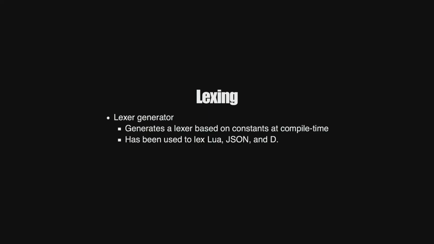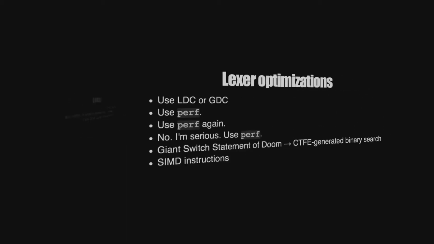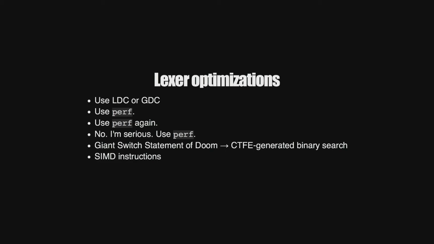So, lexing. I have a lexer generator. I guess everybody has a lexer generator, but this is the one that I wrote. I've used it for lexing JSON, Lua, and D. Lua and JSON mostly just to prove that I could, like I wasn't building any D-specific things into it. And then on top of that, I have a D-specific lexer that's using that generator. So because the lexer is the core of basically everything, it needs to go fast.